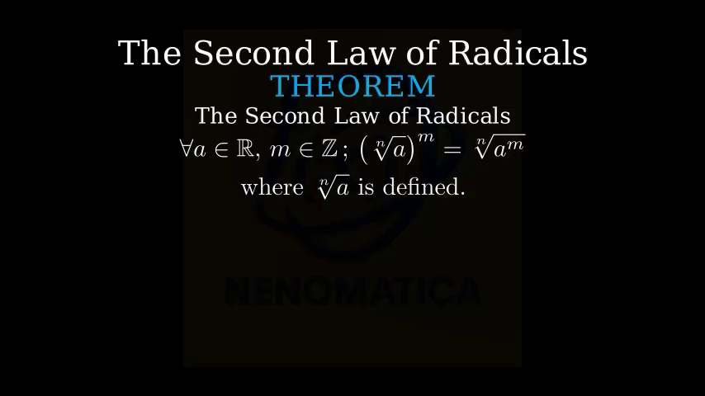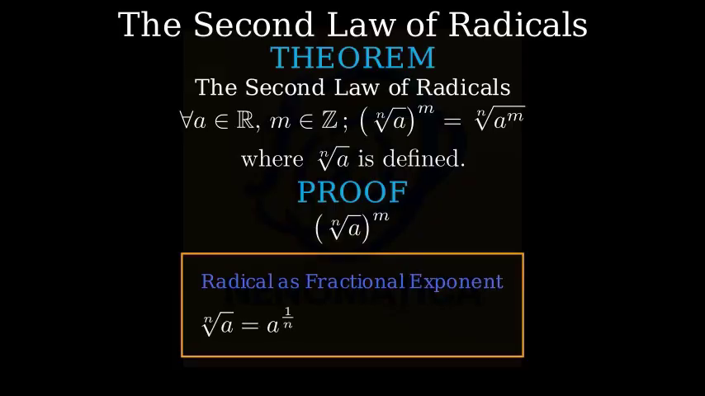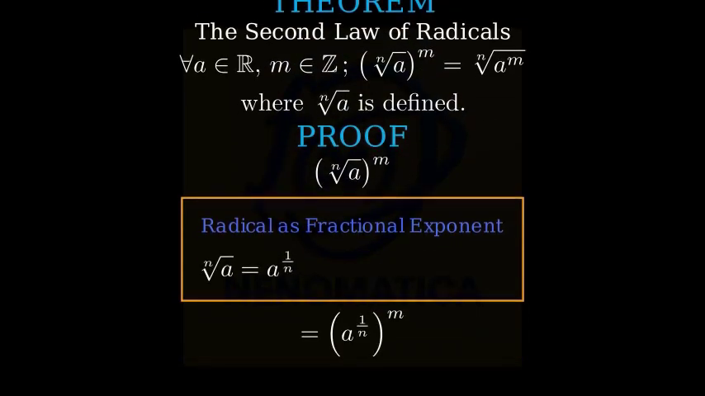Now let's prove this theorem. We'll work through this step by step using properties of exponents and roots. For our first step, let's start with the left side of our equation, the nth root of a raised to the power of m. Recall that the nth root of a can be written as a to the power of 1 over n, so we can rewrite this as a to the power of 1 over n, all raised to the power of m.